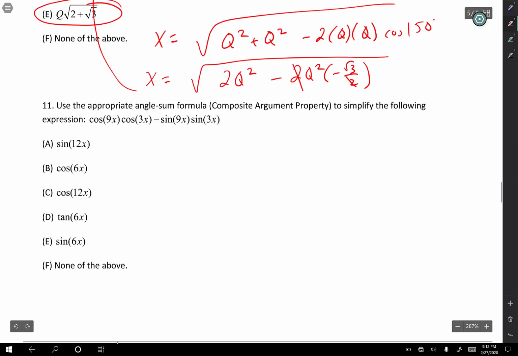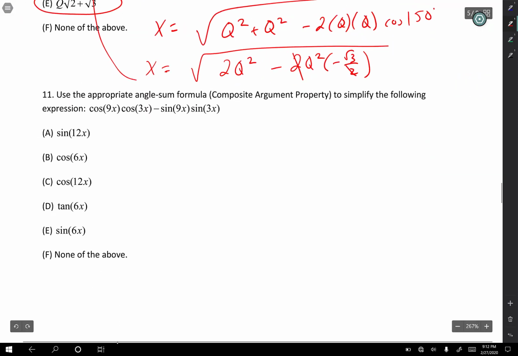All right, use the appropriate angle sum formula to simplify the following. So notice 9x, 9x, 3x, 3x. That's an A, that's a B, that's an A, that's a B. So this looks like cosine A cosine B minus sine A sine B. And hopefully you remember that that is equivalent to cosine of A plus B.